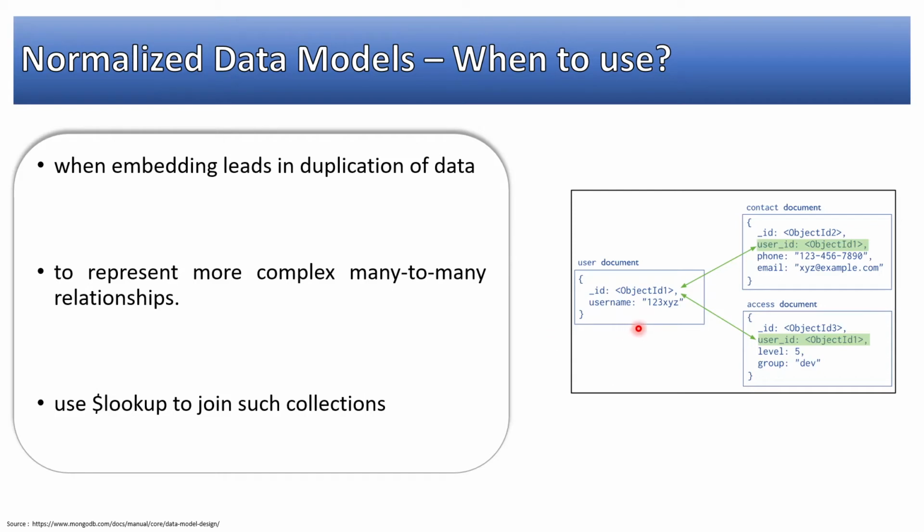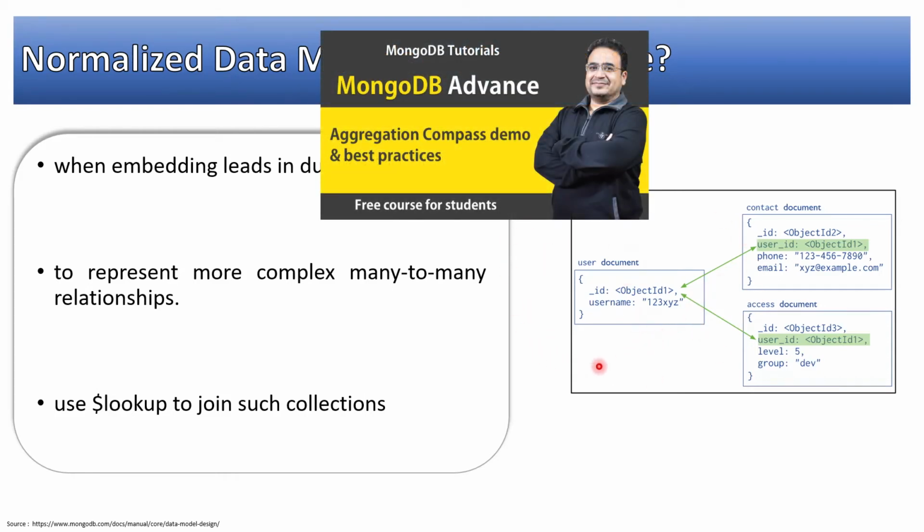If you see on the right hand side, this is an example where we have a user document, a contact document and an access document. User ID is referred to inside the contact document and the access document also. So if we want to fetch data, we can use $lookup.